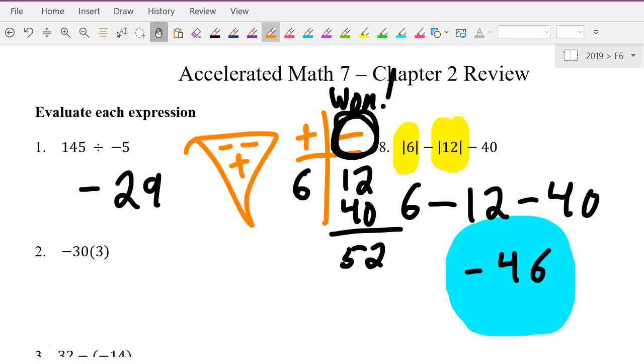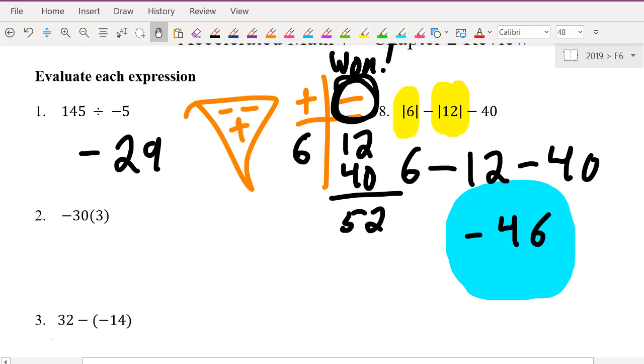Negative 30 times positive 3. So positive times negative, so it's negative, because we cover up with our finger and we get negative. What's the answer? Negative 90. Let's give her a hand.